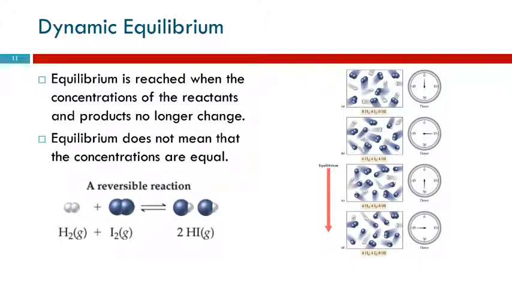Equilibrium is reached when the concentrations don't change anymore. This does not mean that the concentrations are equal. It just means that they're not changing.